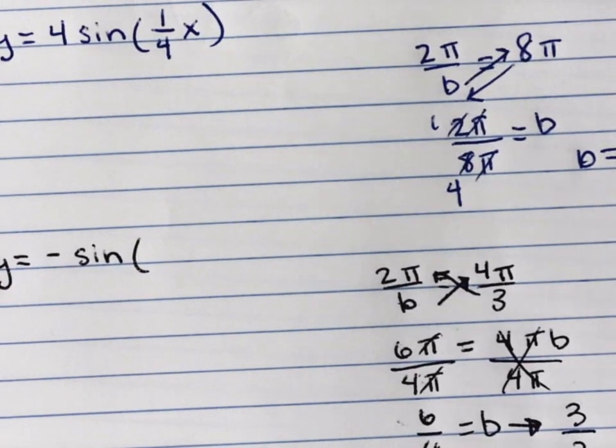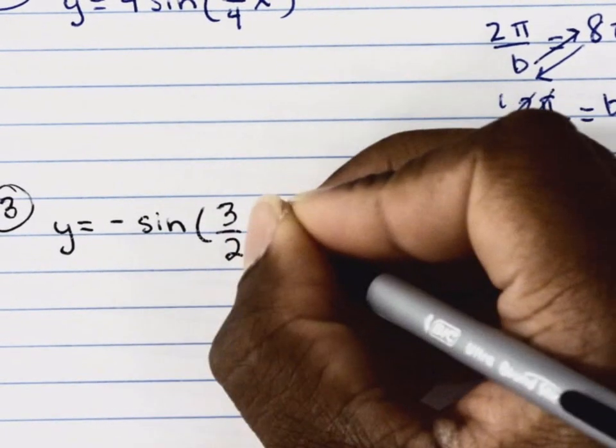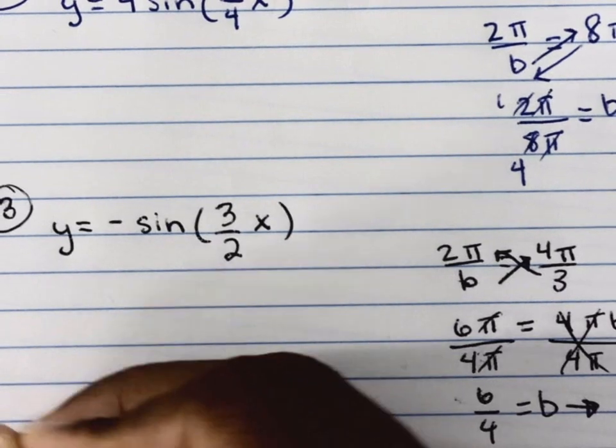So I finish my function with 3 over 2x. Number 4.